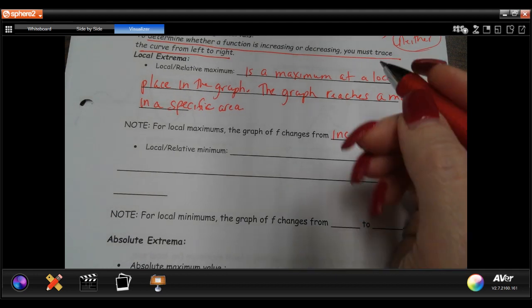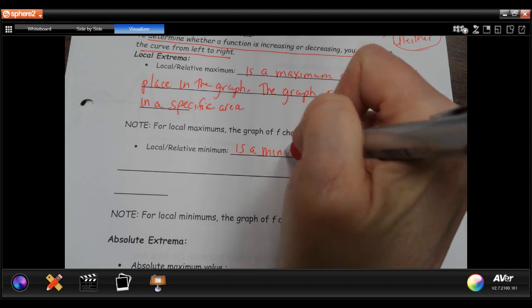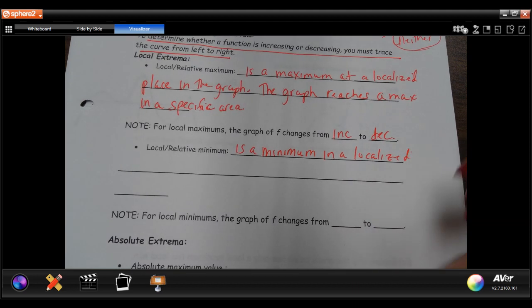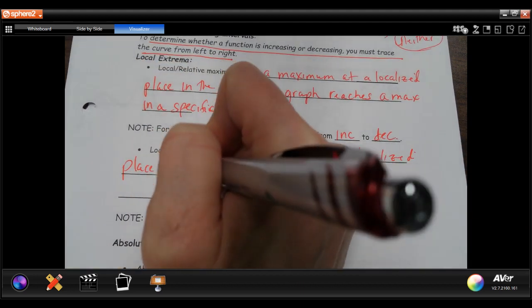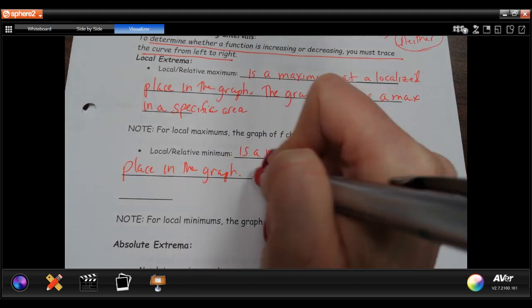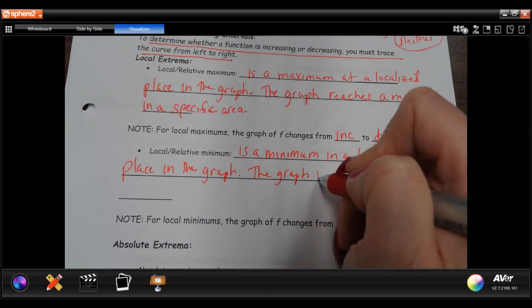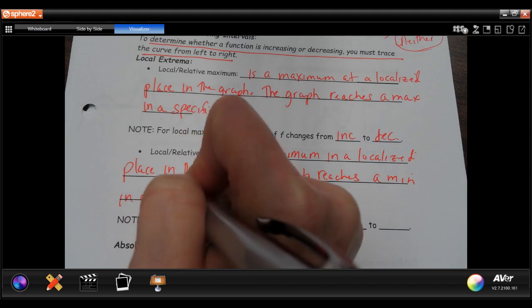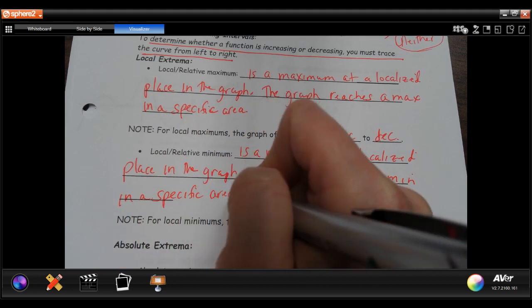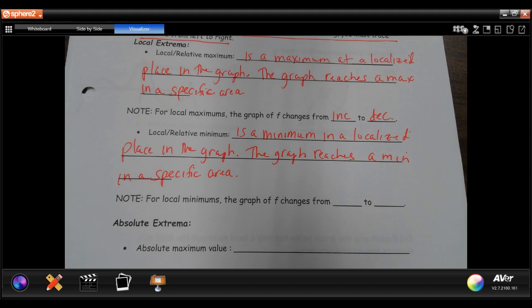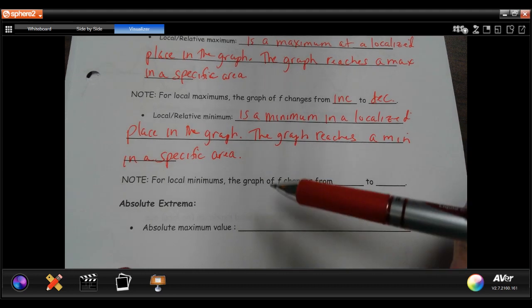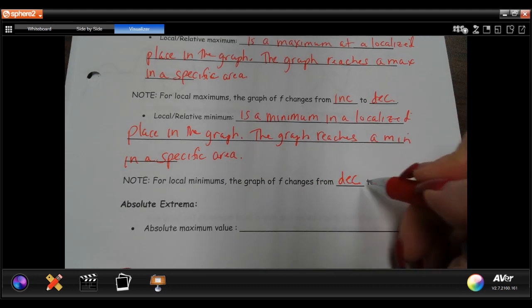Okay, so a local or relative minimum is a minimum in a localized place in the graph. The graph reaches a min in a specific area. So it might not be the overall lowest point in the graph. It just means at a certain place or area of the graph, it reaches a minimum. For local mins, the graph changes from decreasing to increasing.